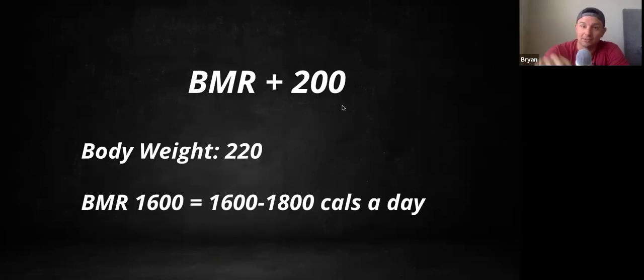Now, there's option number two, which is your basal metabolic rate and then a 200 calorie buffer. So take your current body weight. So for this person, 220 pounds, and your basal metabolic rate would be about 1,600 calories. So we have 1,600 calories plus that 200 calorie buffer, which is 1,800. So 1,600 to 1,800 would be your calorie deficit for this method.